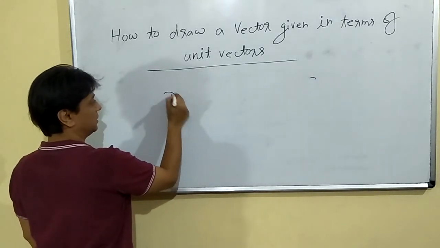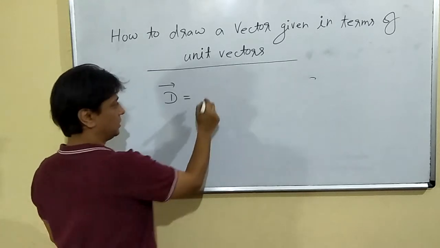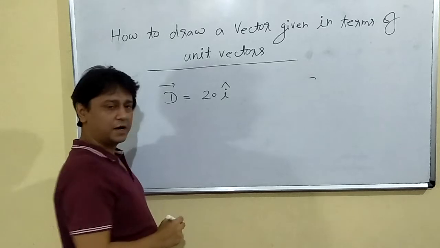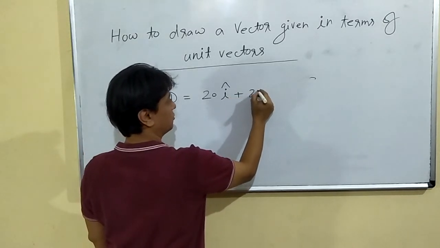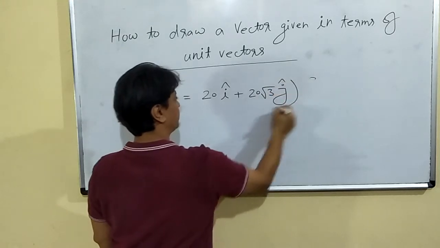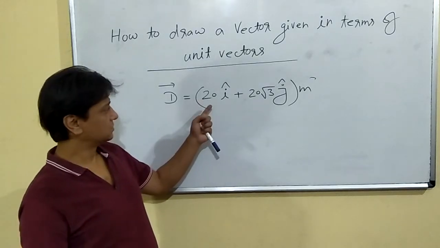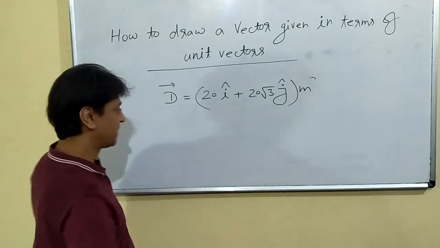suppose we are given a displacement of 20 I cap plus 20 root 3 j cap meters. This is the vector, the displacement vector, 20 I cap plus 20 root 3 j cap.